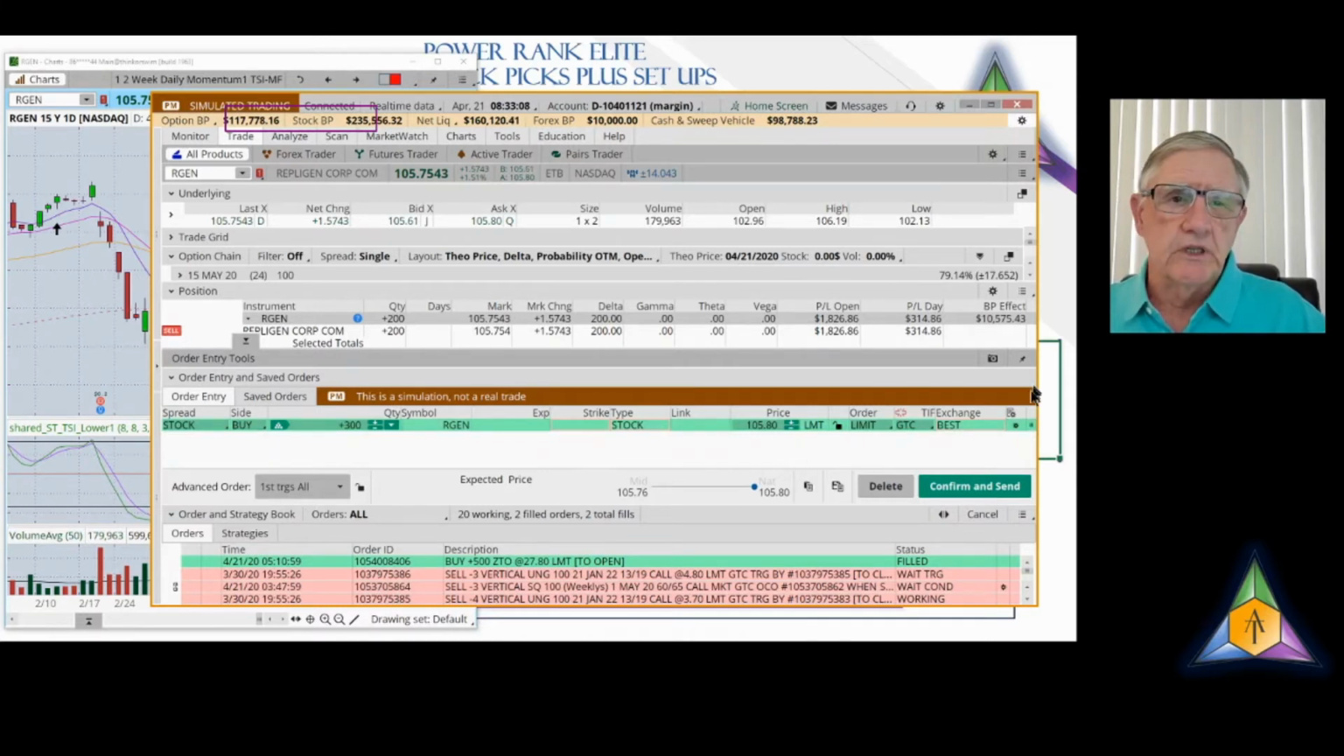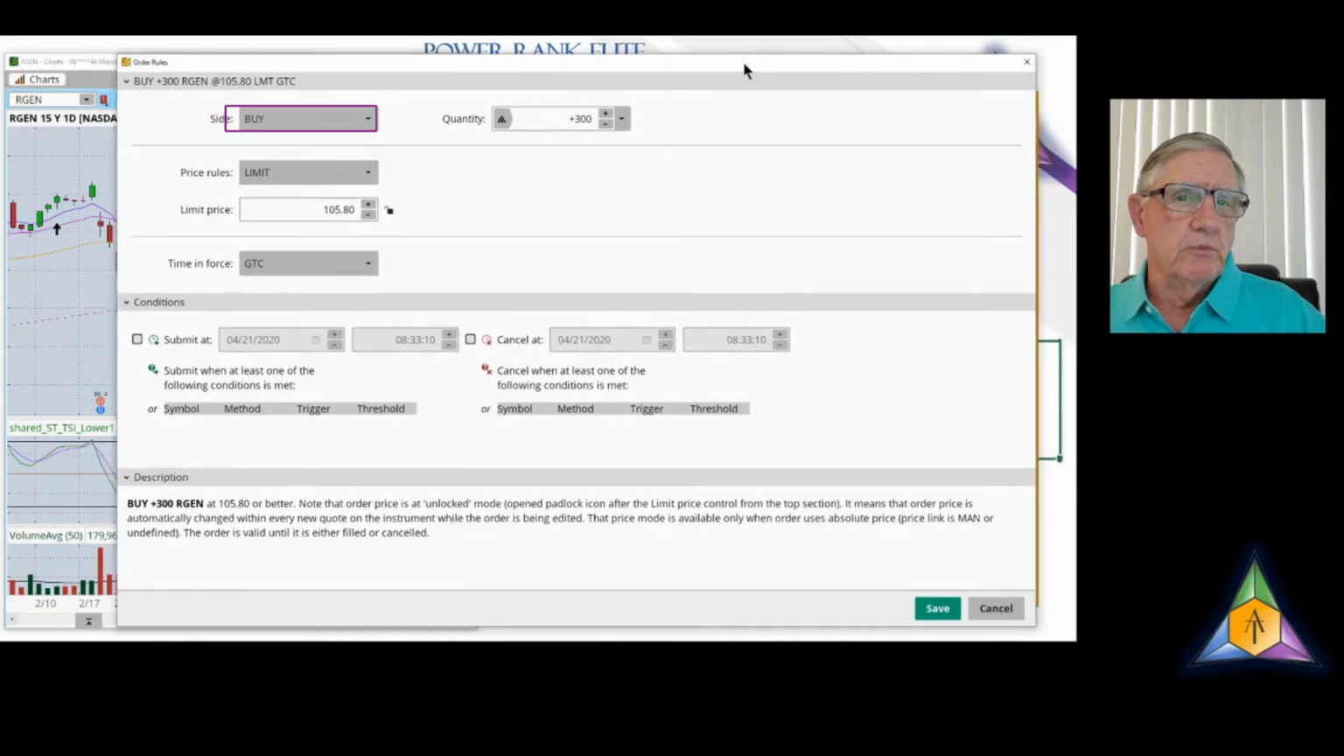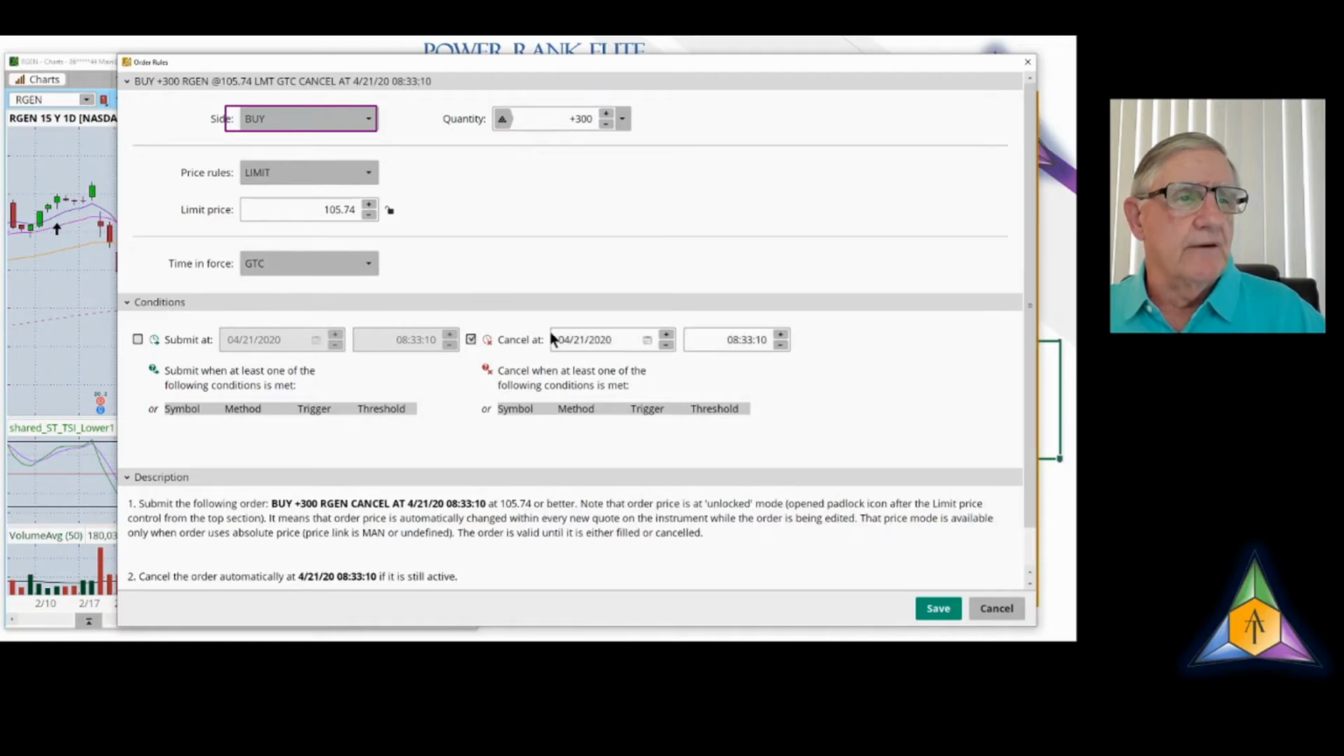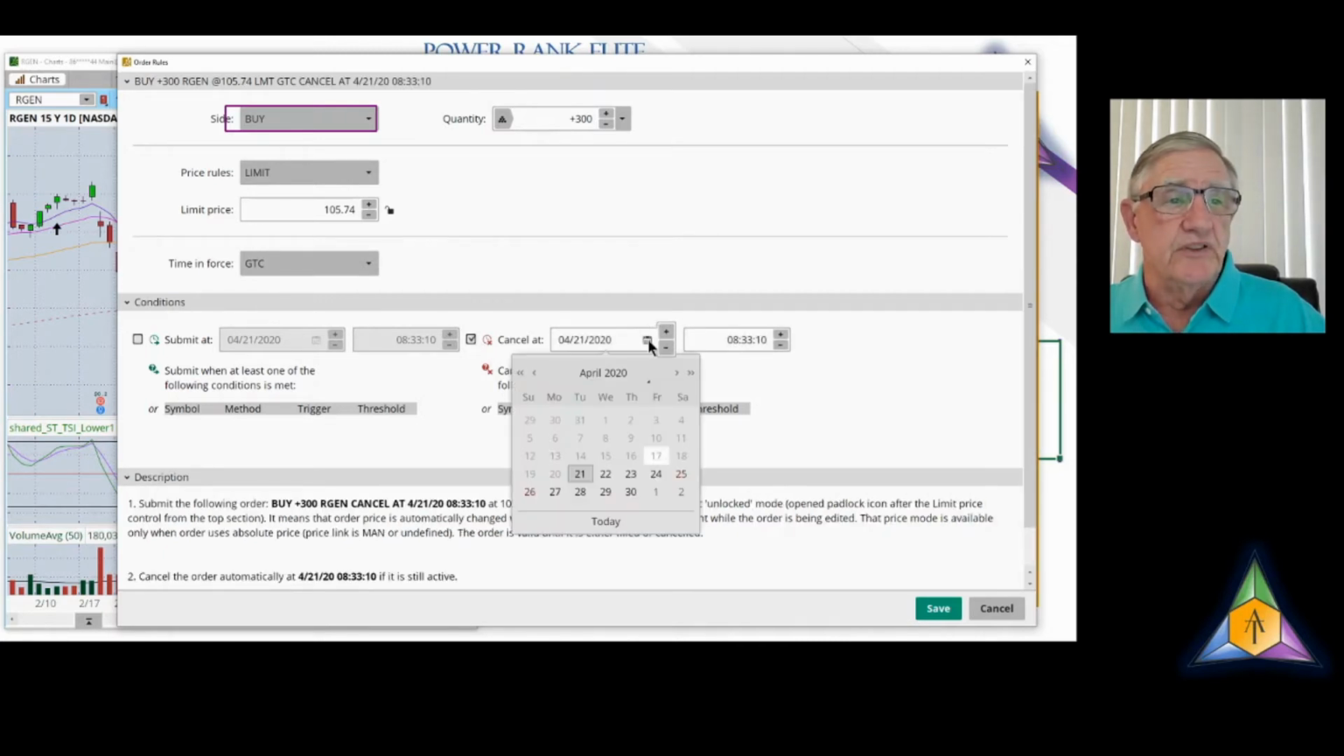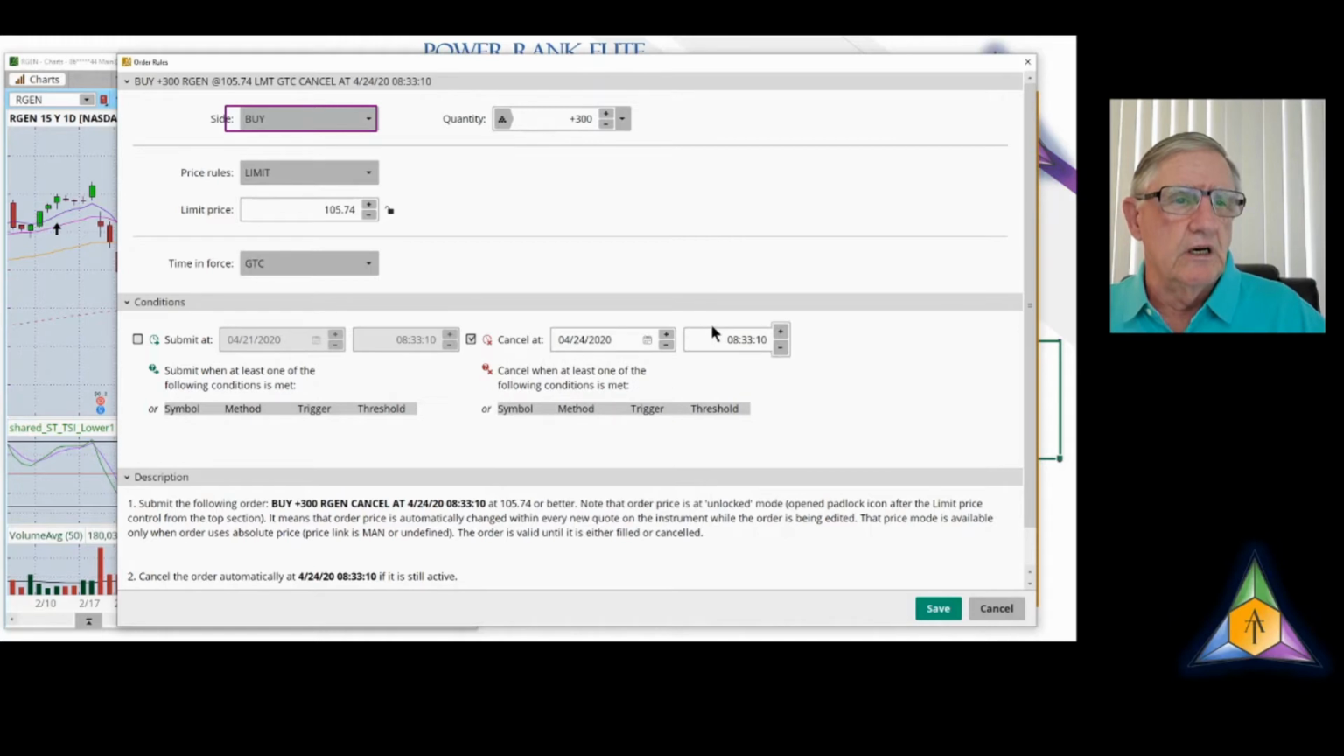And where's that coming up at? There we go. And so I just go in here to my order entry, and I want a good till canceled. I canceled it on that Friday. We'll pretend like that'll be this coming Friday, so I just put that in here. I put it to close at the end of the day, after the market is closed.